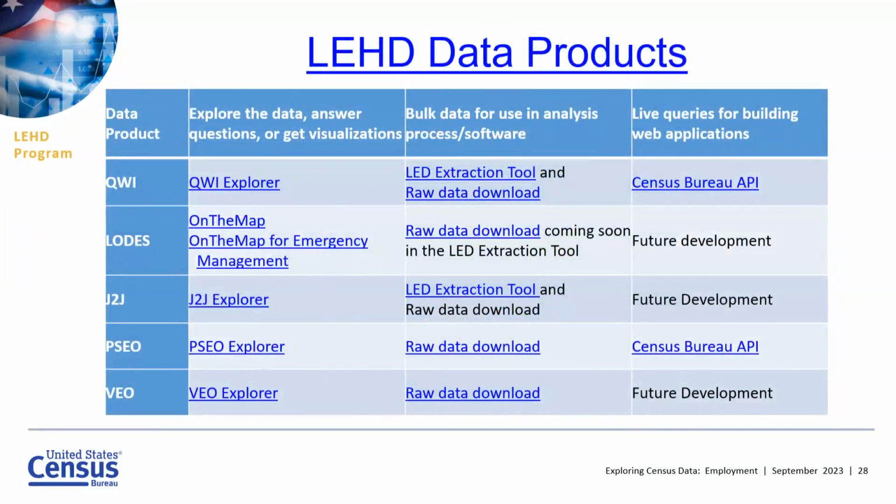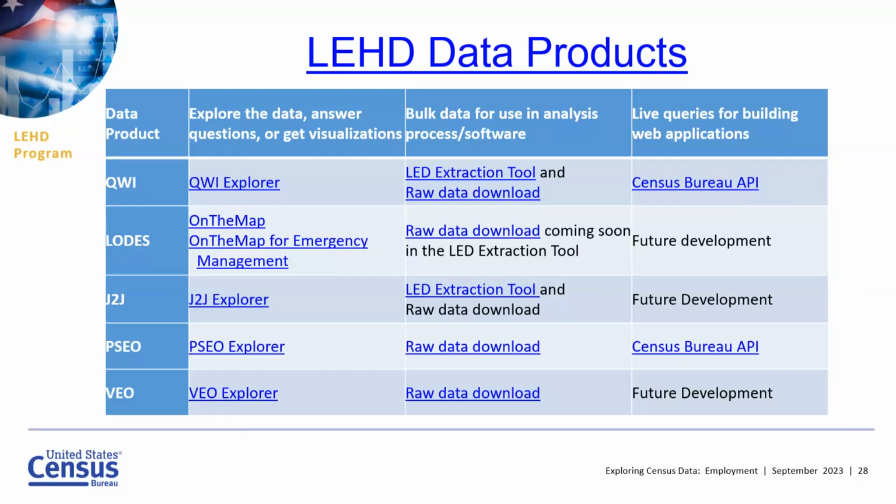As I mentioned, we have 3 main data sets and 2 experimental data sets. Each data set has an application for easy access. Each data set, along with each data tool, is unique in its own way. If you are curious about employment, hires, separations, turnovers, and earnings, you would look at the Quarterly Workforce Indicators, or QWI, utilizing the QWI Explorer, the LED Extraction Tool, or Census API.